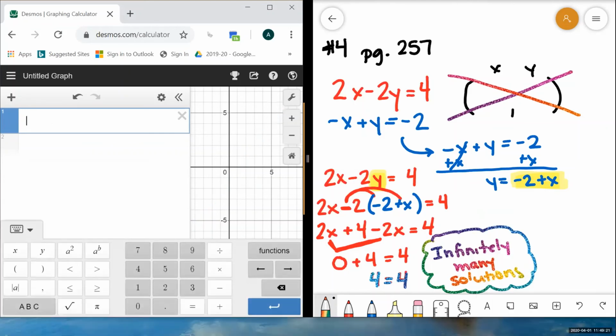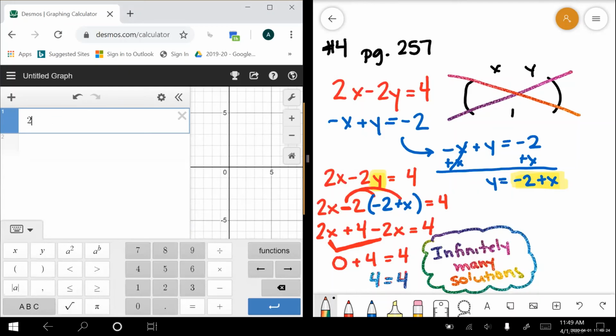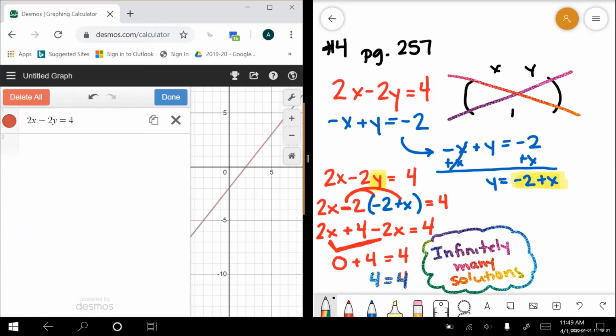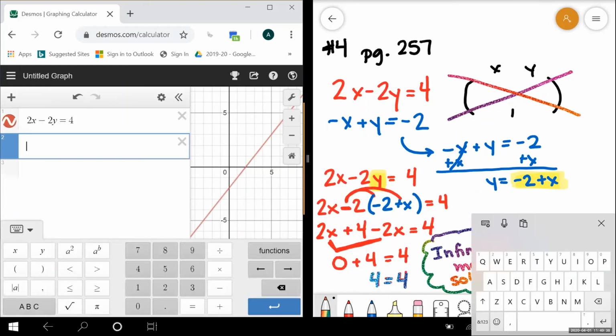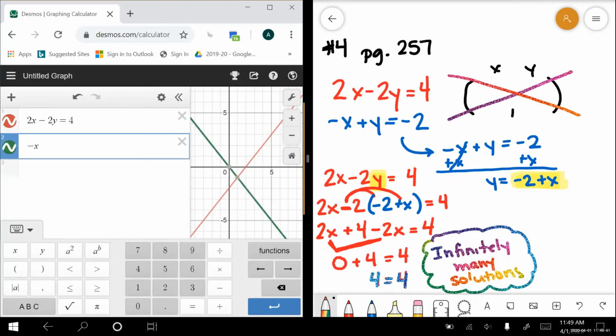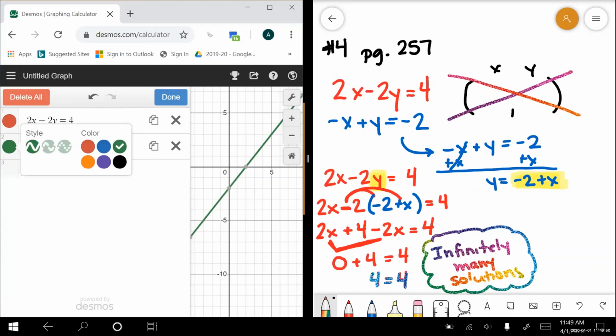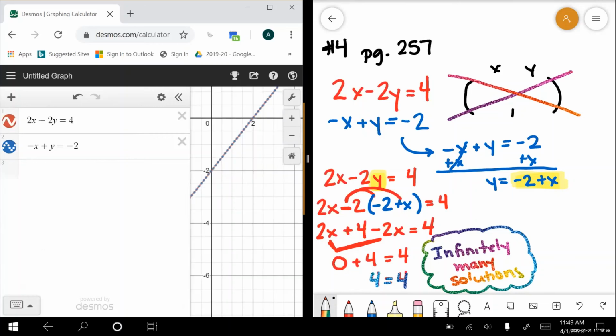So let's see here, and we're going to try and stay color coordinated. So I've got 2x minus 2y equals 4. And let's change this color for a second, because this is supposed to be a red one. So there it is. And for our next one, we've got -x plus y equals -2. And I'm going to make this look a little different. First off, I'm going to change it to blue, and then I'm going to put dots on there instead. So let's look at what this looks like.